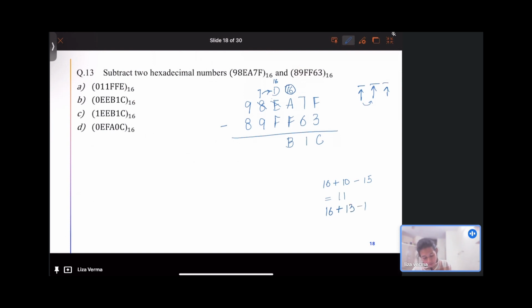13 minus F is 15. That will be, this was the first one, this was the second one. So this will be 14, which will give us E.